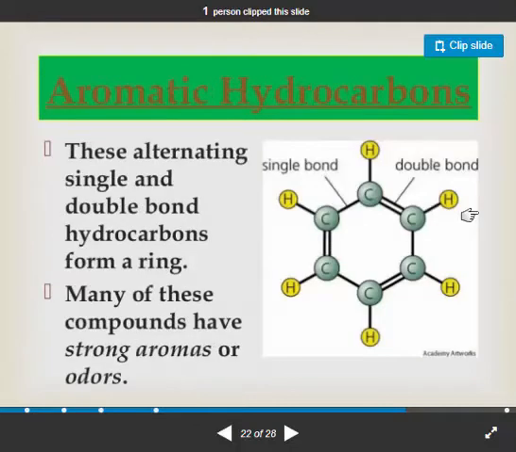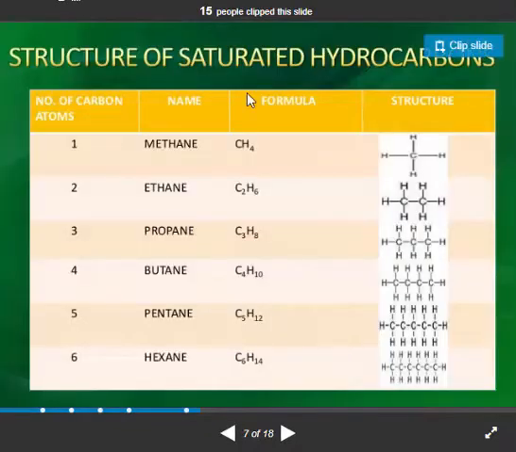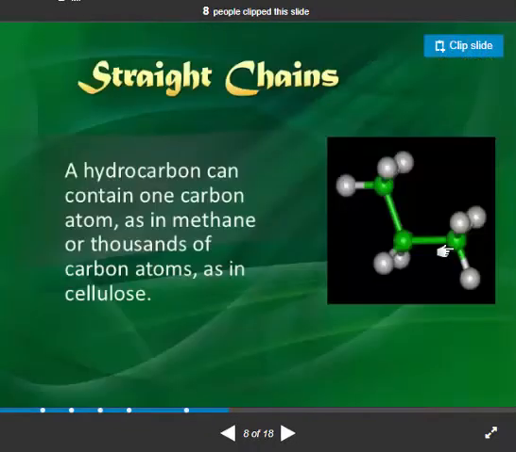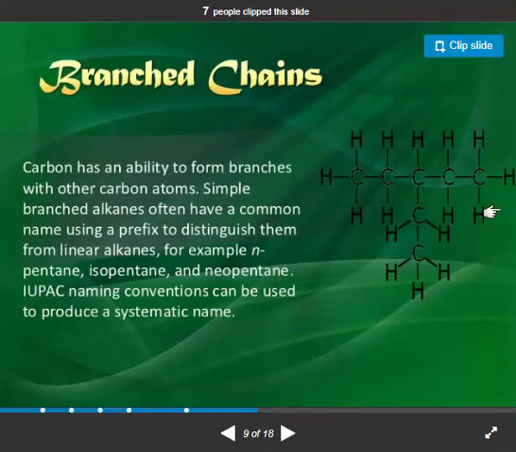And then we're going to talk now about the carbon atoms when they form rings. Carbon atoms that form covalent bonds with one another, let's look here at the different structures. A hydrocarbon can contain one carbon atom, as in methane, and thousands of carbon atoms, as in cellulose, of course. But these are straight chains. Here we can have branched chains.